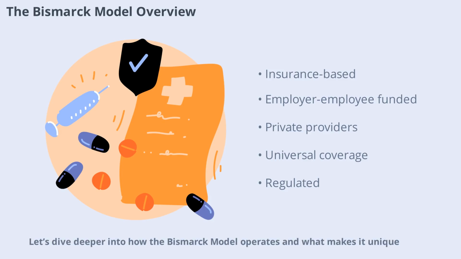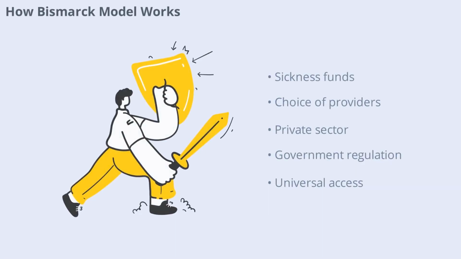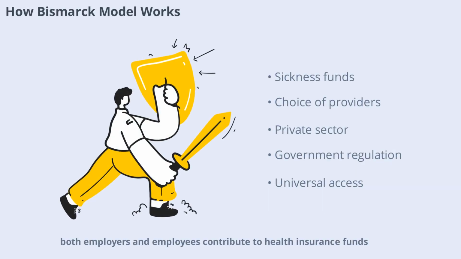Let's dive deeper into how the Bismarck model operates and what makes it unique. In the Bismarck model, both employers and employees contribute to health insurance funds known as sickness funds. These funds are used to pay for healthcare services provided by private hospitals and doctors. The government regulates the system to ensure that everyone, regardless of income, has access to care. Patients usually have a choice of providers, and the system emphasizes efficiency and quality.